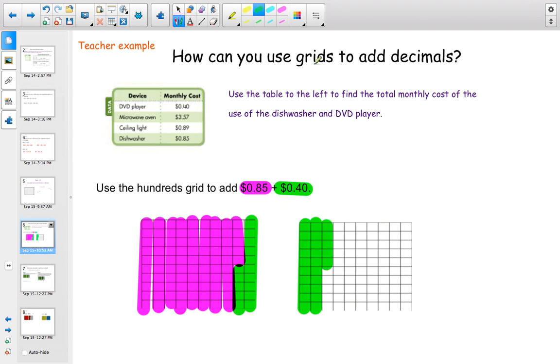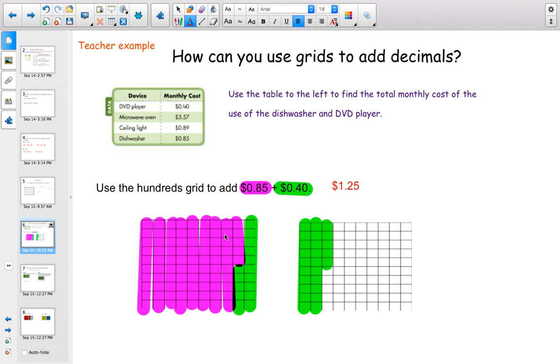Now to find the total, I'm going to use my grid and my model right here to add them all up. 85 plus 40 squares is going to bring me to $1. So this equals 100 squares, which in this case we're doing money. So 100 squares, or 100 cents, would equal $1. So I have $1 and 10, 20, 21, 22, 23, 24, 25. So $1.25 a month is my answer.